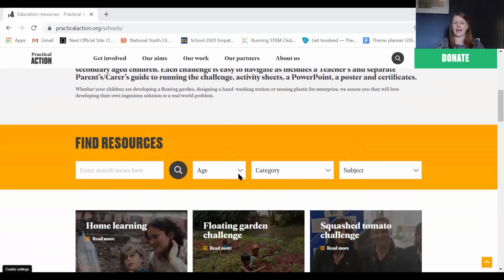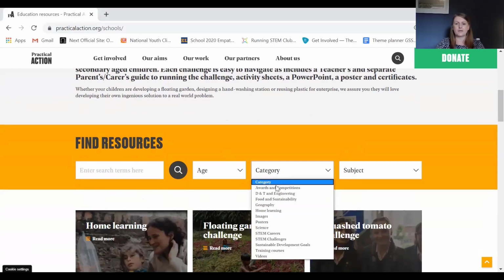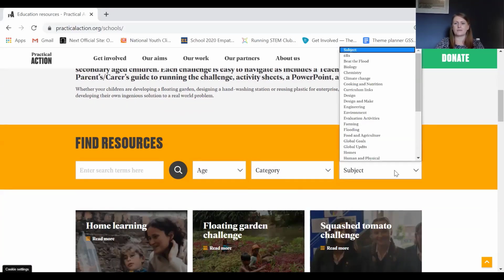Otherwise, you can search by age, by category. So for example, you could look at the resources for home learning, or you can look at the Sustainable Development Goals, or you can search by subject, and we've got a variety of different subjects. Some of the school subjects, others are more broad, so things like the environment.